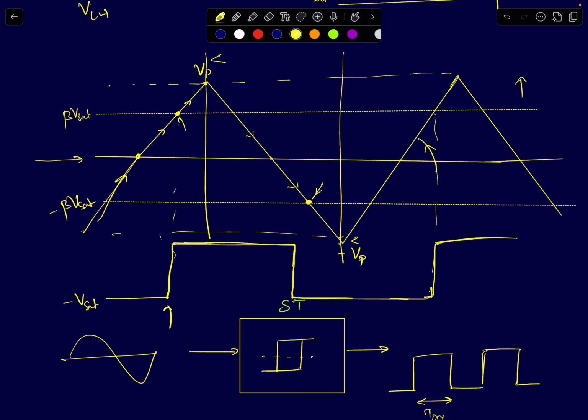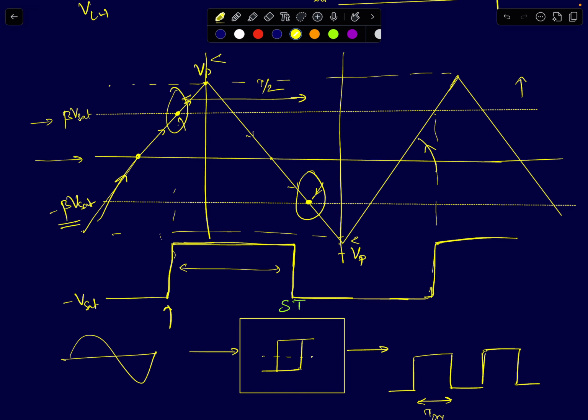And what is the duty cycle at the output? That duty cycle will be 50%. The duty cycle is 50% because your waveform exhibits odd symmetry. Its average value is 0, and the threshold voltages are symmetric: plus beta Vset and minus beta Vset. So if you find the time between plus beta Vset and minus beta Vset, between this point and this point, you can clearly see that it will be T by 2 seconds.